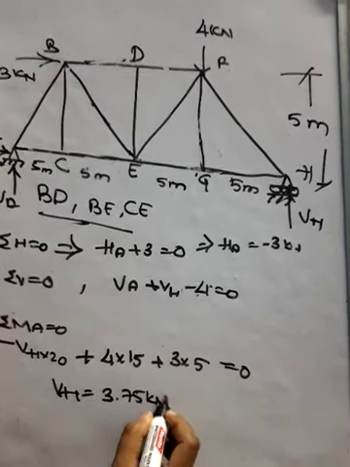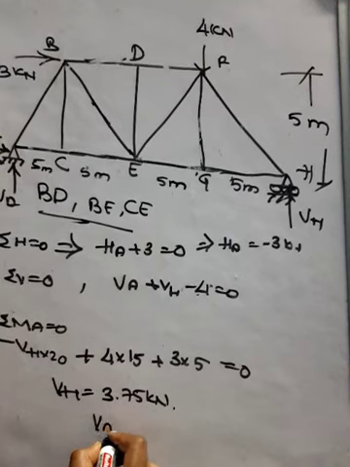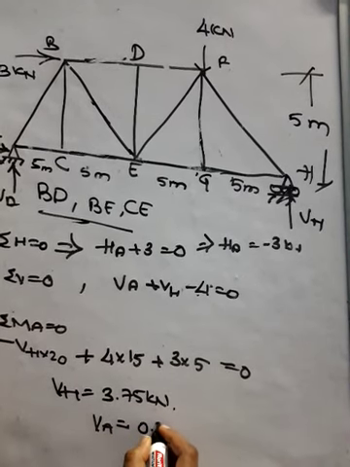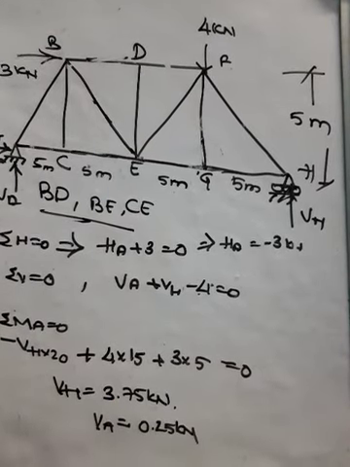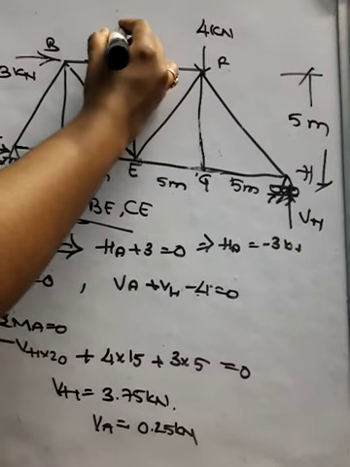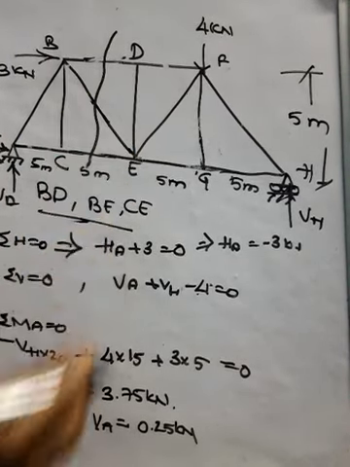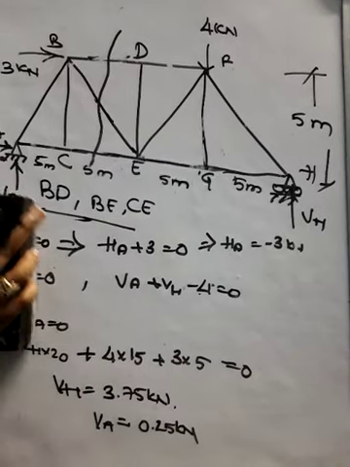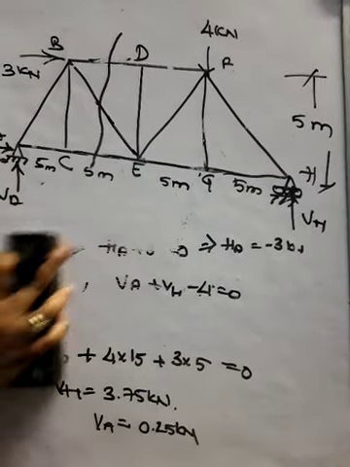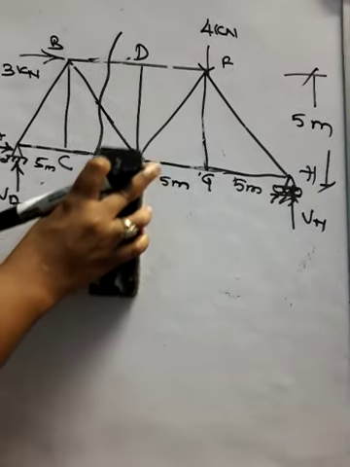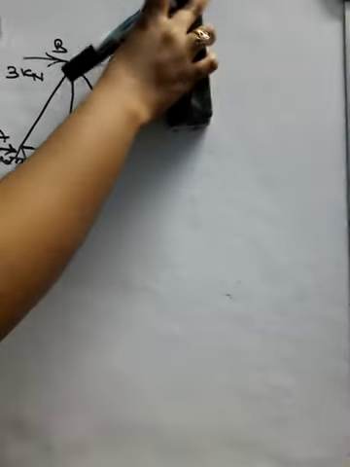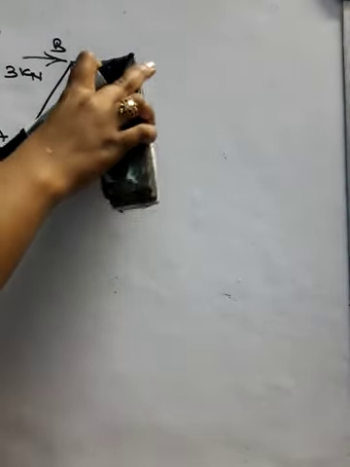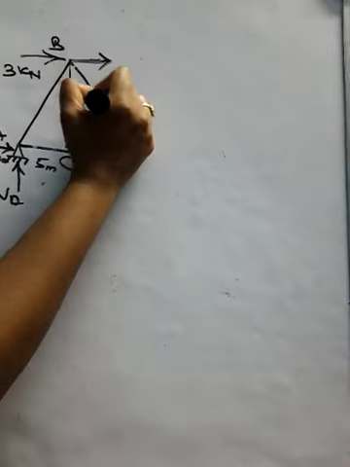So you will get VH equal to 3.75 kilonewton. Substituting in this, you will get VA equal to 0.25 kilonewton. Now we have all the support reactions. Now let us draw the section line like this. This will be the section line. I'll erase all the other things here. So this is my section.